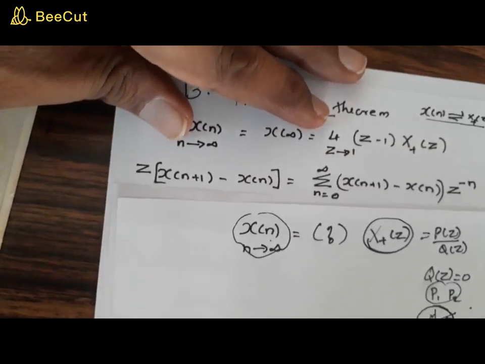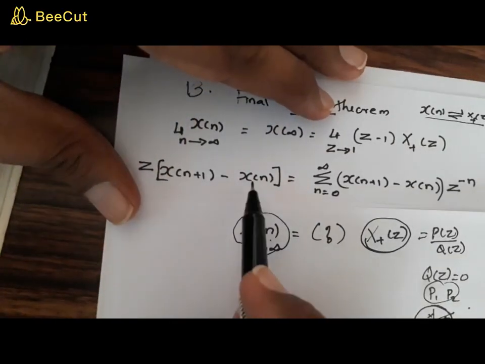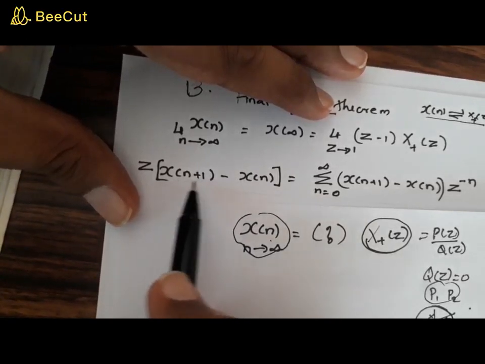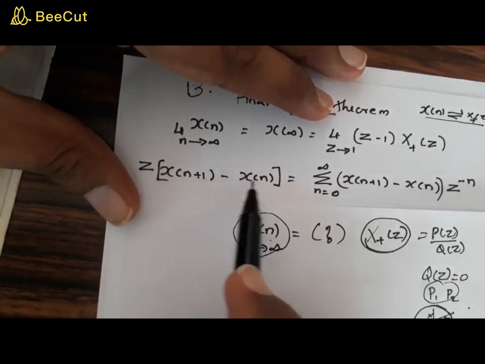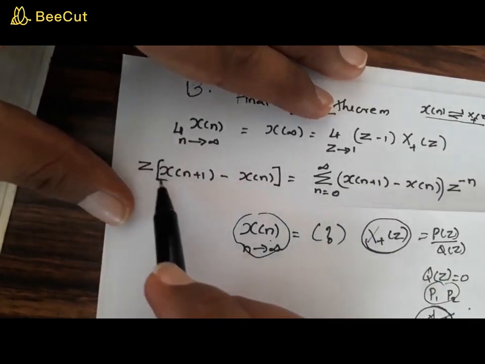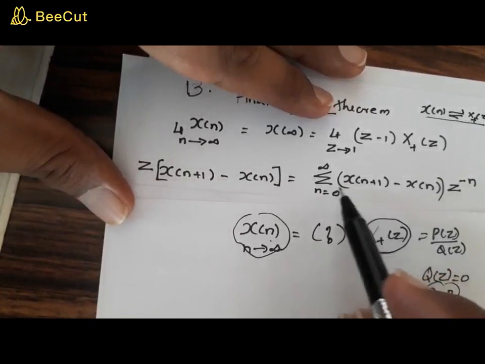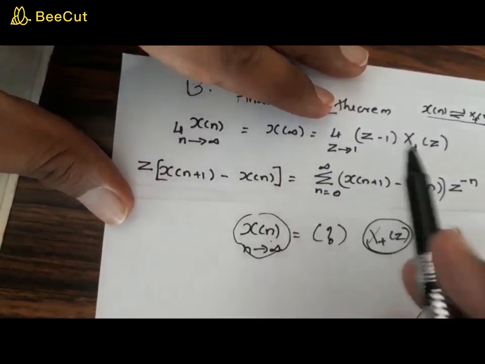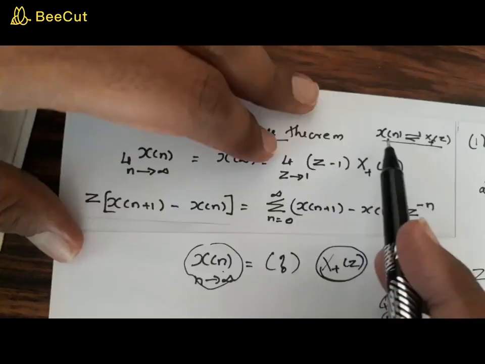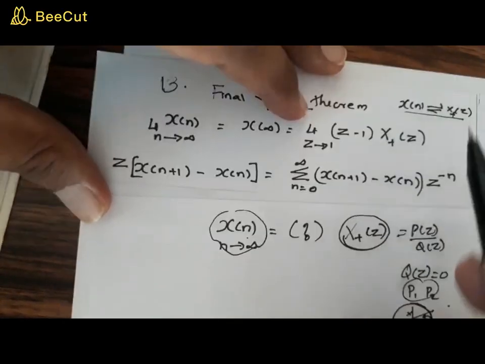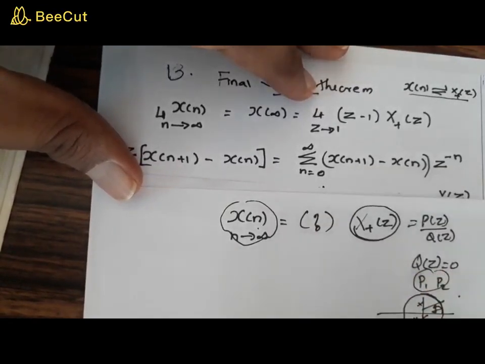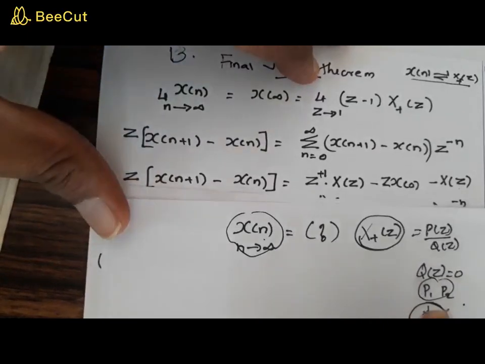To start with, we take the given signal x of n and subtract it from its advanced version by 1. So x of n plus 1 is the advanced version, x of n plus 1 minus x of n. What is the z transform of this? You can use the basic expression, n is equal to 0 to infinity, because it is x plus of z. The assumption is that x of n has x plus of z. So n is equal to 0 to infinity, x of n plus 1 minus x of n, z raised to minus n.